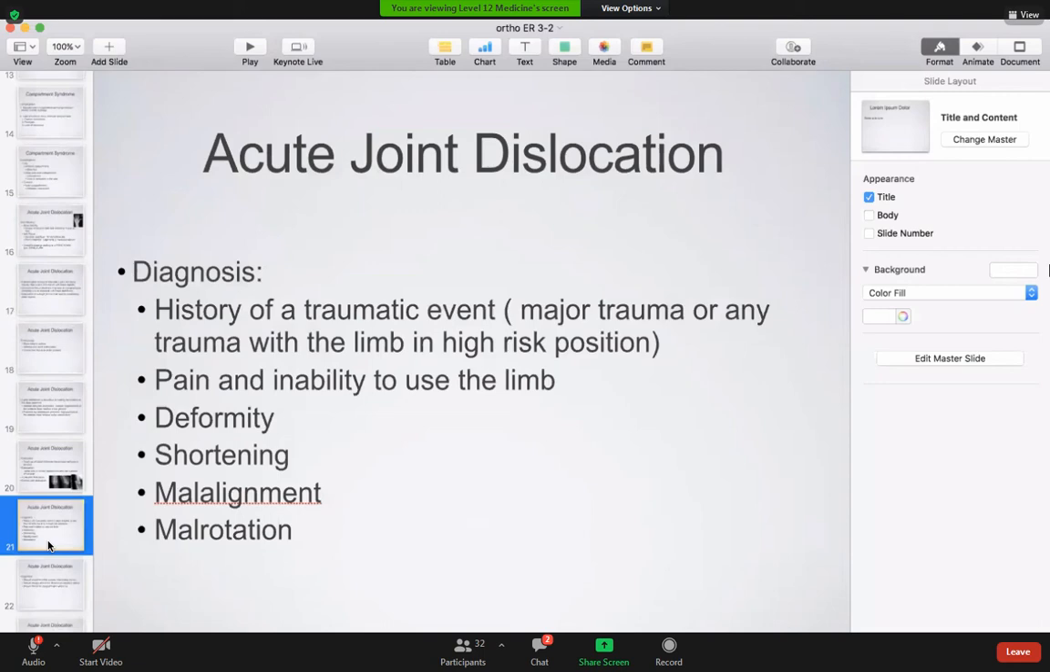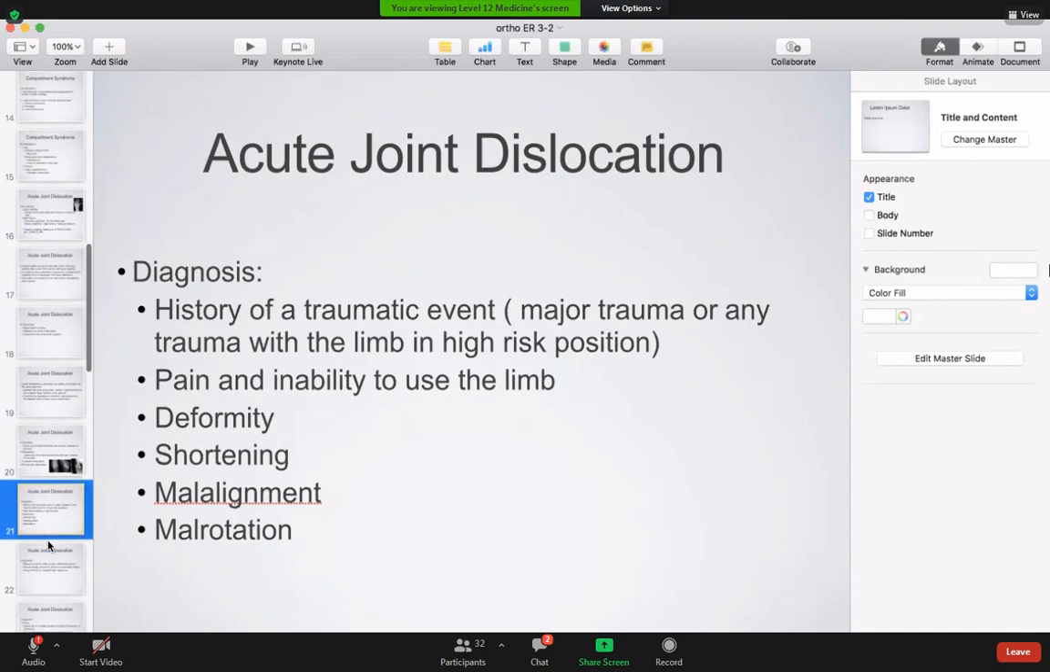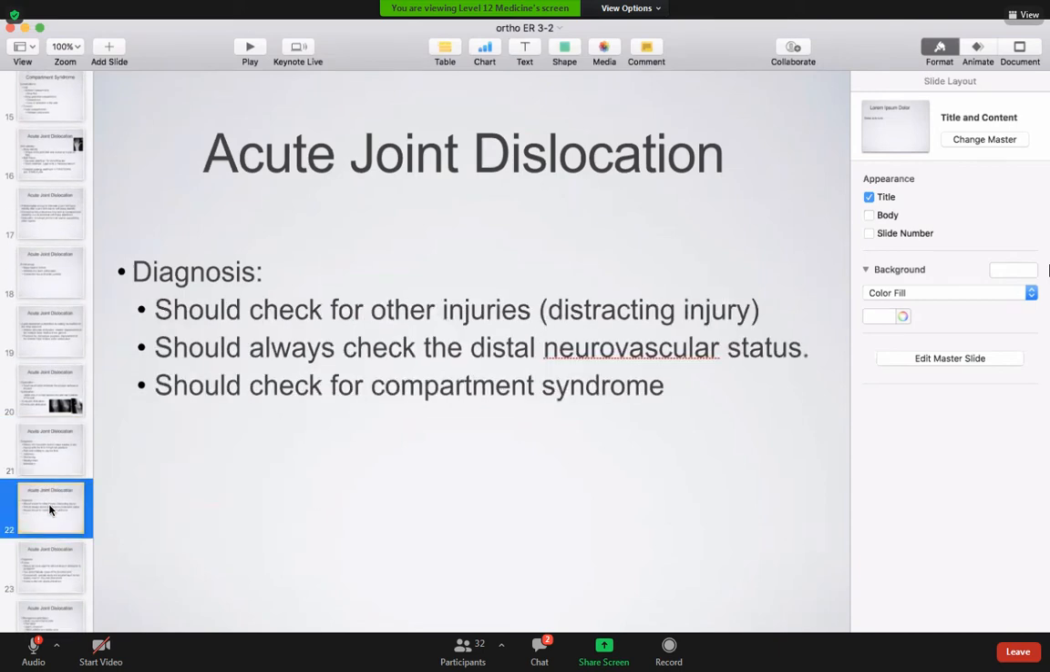So diagnosis, you should take a good history, make sure there is no major trauma. Pain and inability to use a limb also is an indication of a dislocated joint. Deformity, shortening, malalignment, malrotation of the limb also can indicate dislocation. Always check other injuries, always check distal neurovascular examination, and also don't forget compartment syndrome.